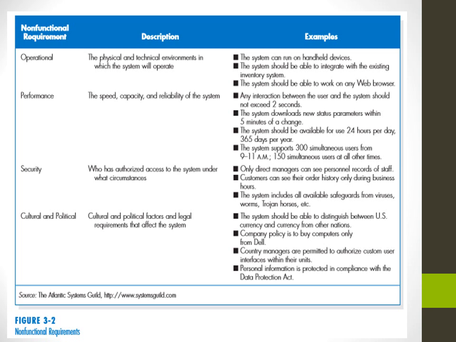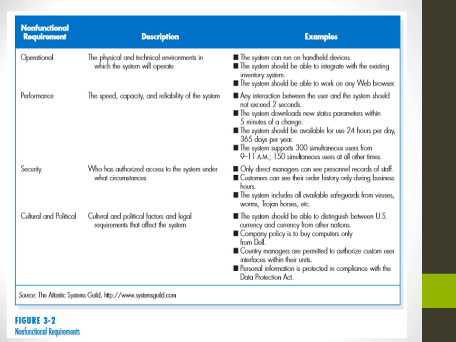In terms of security, who has authorized access to the system and under what circumstances. It means that managers can only view the personal records of the staff, or the customers can see their order history only during the business hours. Or the system includes all available safeguards from viruses, worms, and Trojan horses.